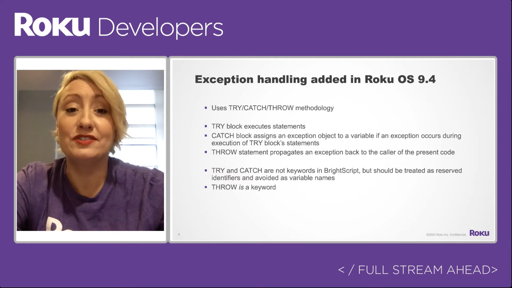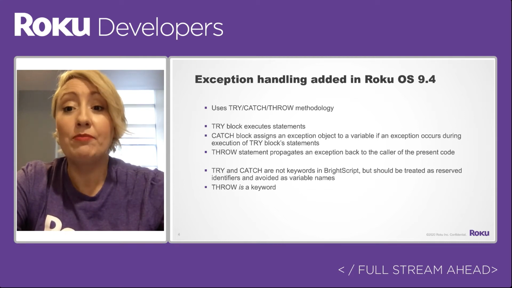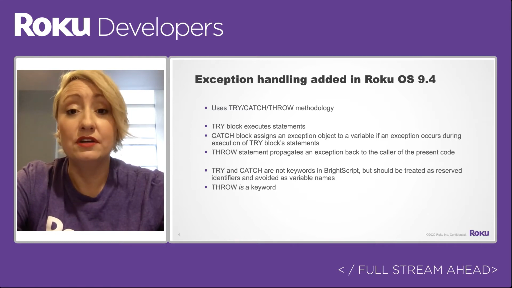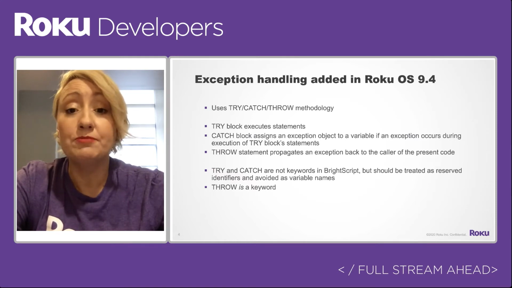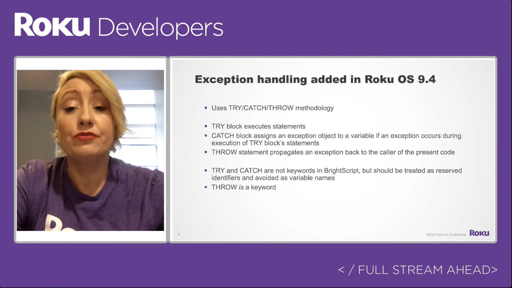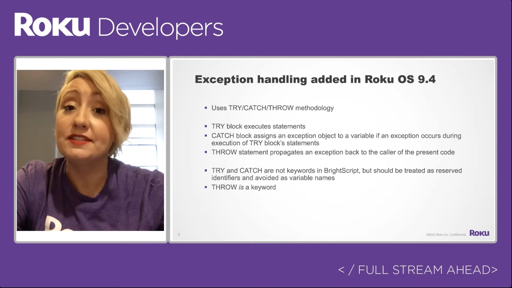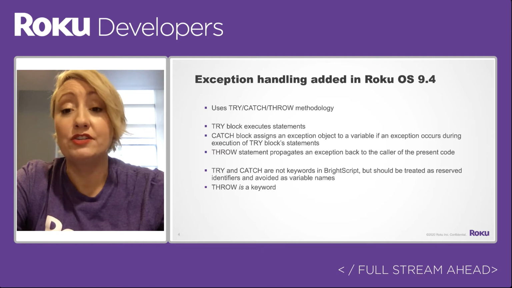It works as follows. First, the statements in the try block are executed. If an exception occurs while those statements are executing, the try block stops and the catch block starts. BrightScript assigns an exception object to the variable named in the catch statement before running the code in that block. If no exception occurs, the try block runs to completion and nothing in the catch block runs. Within the catch block, an optional throw statement can propagate the exception back to the caller of the present code, which may be the system itself. Additionally, a throw statement can be used to pass an exception back to the caller.